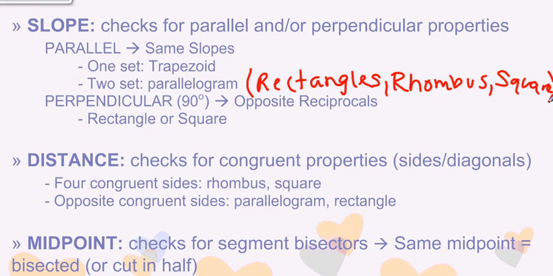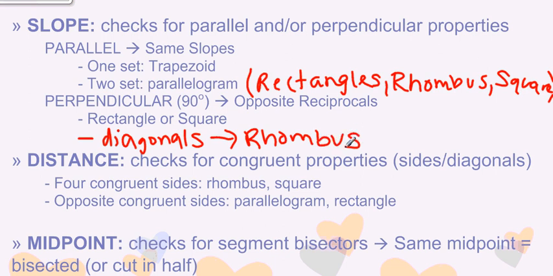And then if we have something that's perpendicular, which are opposite reciprocals, we're either going to have that rectangle or square, or if we're looking at the diagonals, it's going to be the rhombus. Remember, opposite reciprocals means we're negating whatever number we have originally. So if it was 1/2, if we negate 1/2, that's going to be negative. And then we flip the top and the bottom, just to recall that.